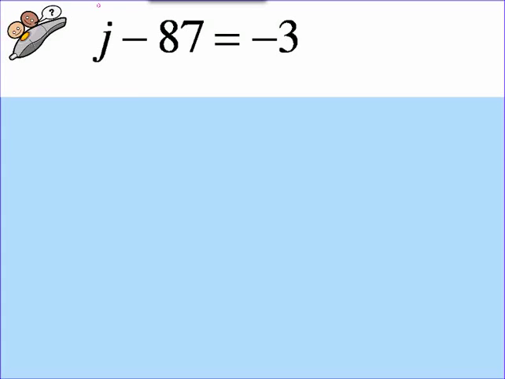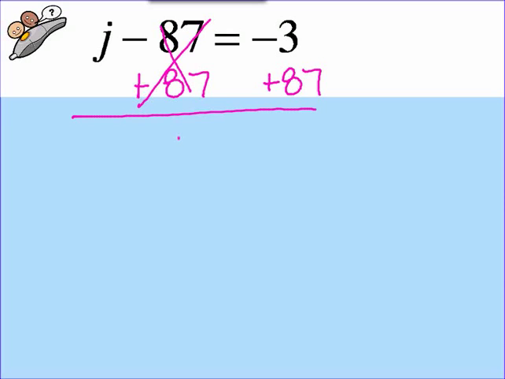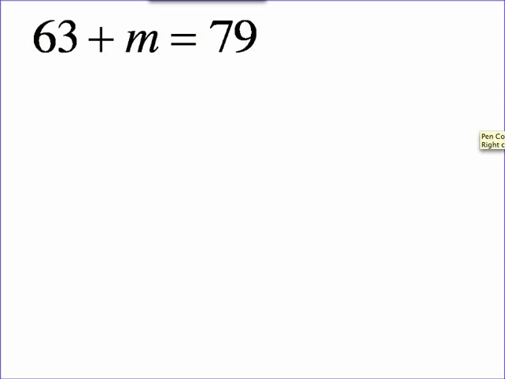What we need to do here is add 87 to both sides. So on the left side, those cancel, and I get J. On the right side, I have negative 3 plus 87, which is 84. So far, so good? Okay, so let's go ahead and look at this one. This one's a little bit different because in the other problems, they all dealt with subtraction.